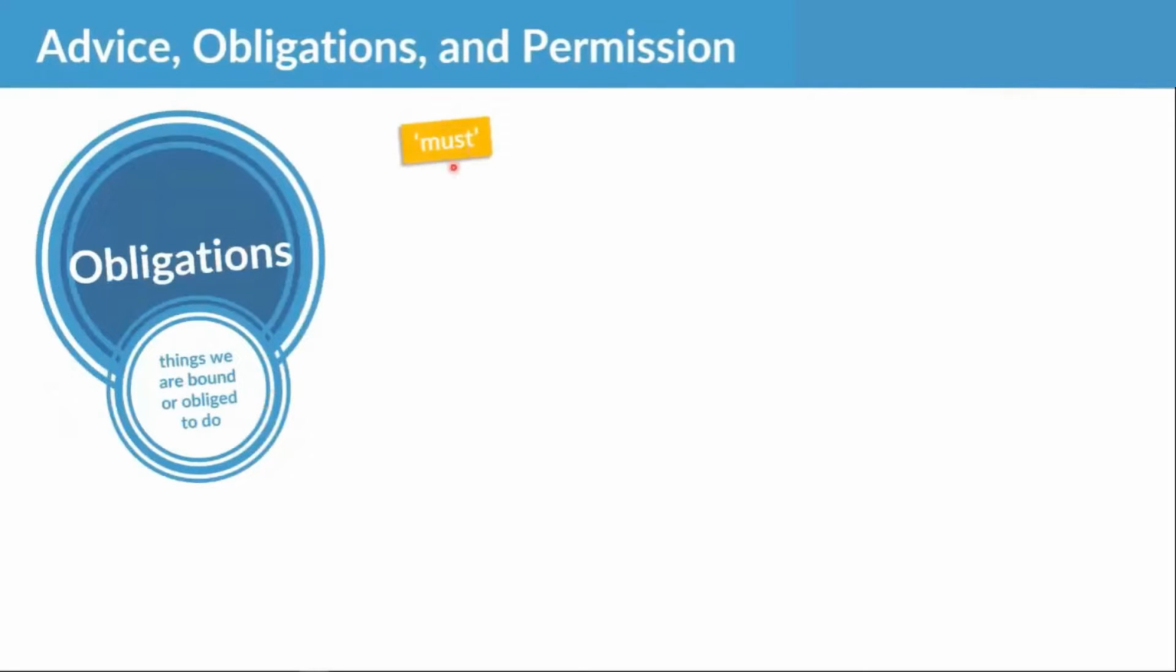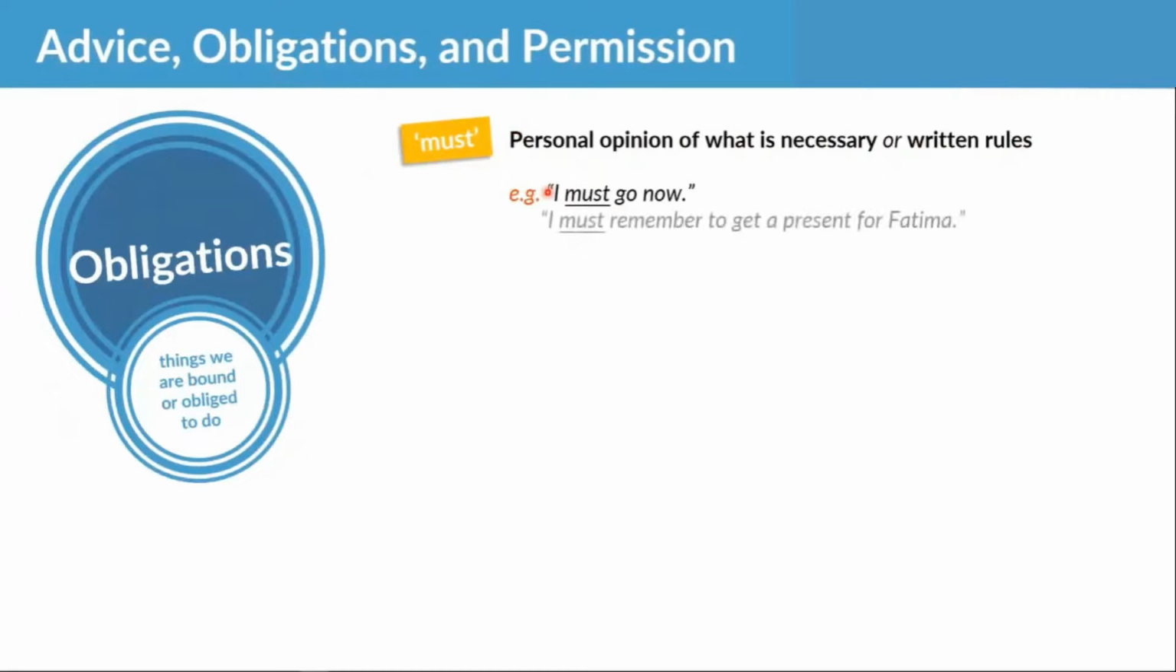So let's look at must, like we said. Must is used for a personal opinion of what is necessary or written rules. For example, I must go now. If you are late for work, for example, I must go now. It's a personal opinion. It's a personal obligation. I must remember to get a present for Fatima. Again, this is a personal opinion of what is necessary.